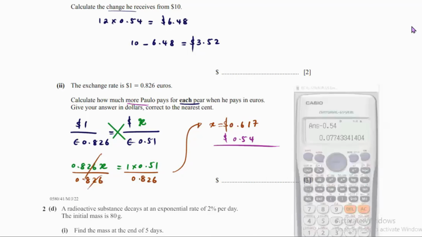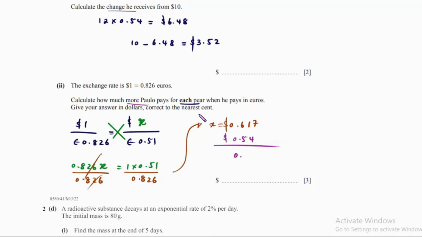So we need to write this correct to the nearest cent. So then it's going to be 0.077. Likewise, it keeps continuing. So to the nearest cent means it's going to be correct to 2 decimal places. So I need to round this 7 up, making it $0.08. So that is going to be the amount he pays more.